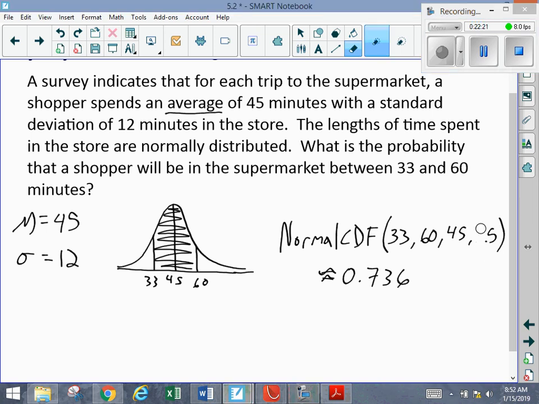So yeah, I put the standard deviation from the last problem. Should be, well, cool, thank you. All right, let's do another one.